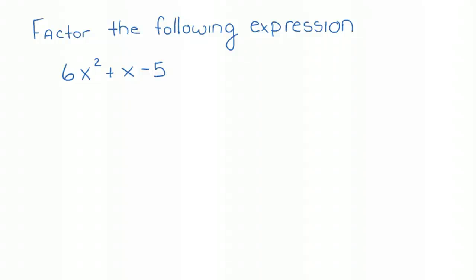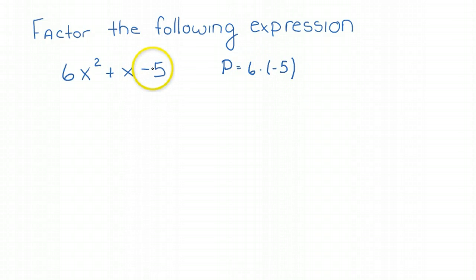In this video, we're going to use decomposition to factor a little bit more of a complicated expression. And the reason why we identify this as more complicated is because the a term is not equal to 1. So the first step to this is we want to find the product of the a and c term. So the product is 6 times negative 5.